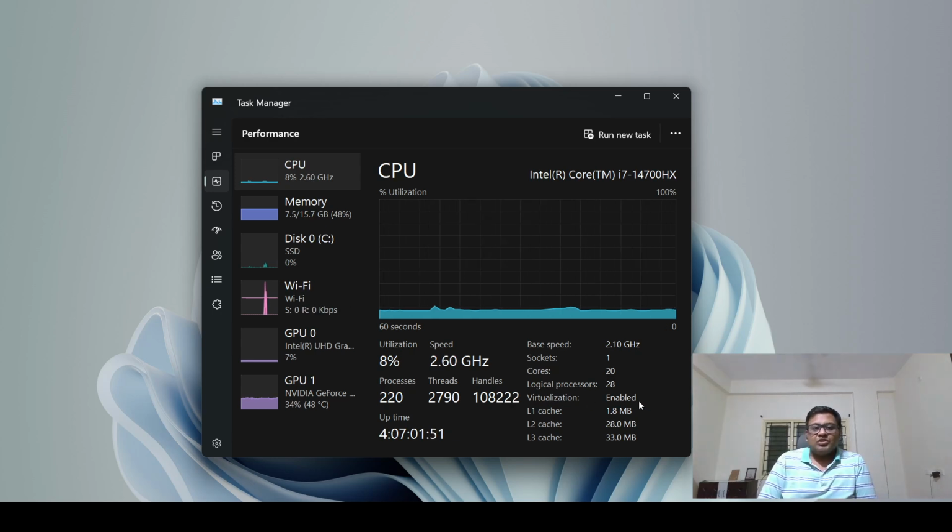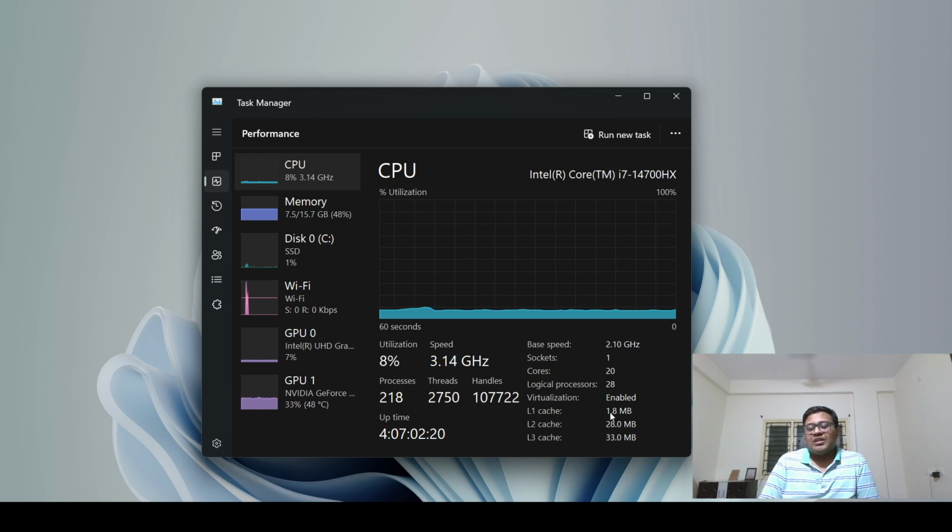Virtualization: yes, virtualization is enabled. That means you can use Hyper-V or any other virtualization technique, and you can create multiple VMs in this particular OS. So that's virtualization. And this is the L1, L2, and L3 cache, right? The CPU has its own cache, where it can immediately execute on the data. The fastest one is L1, L2 is slower than that, and then L3 is slower still.